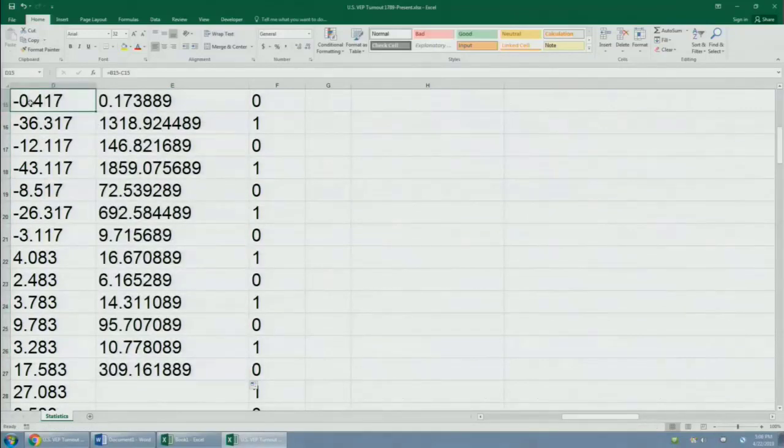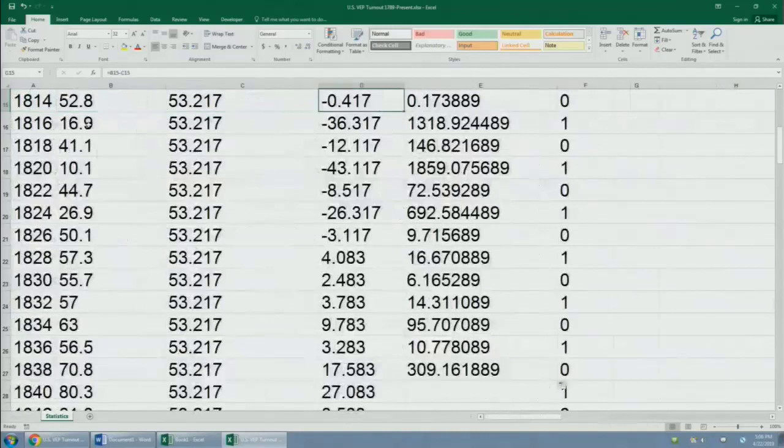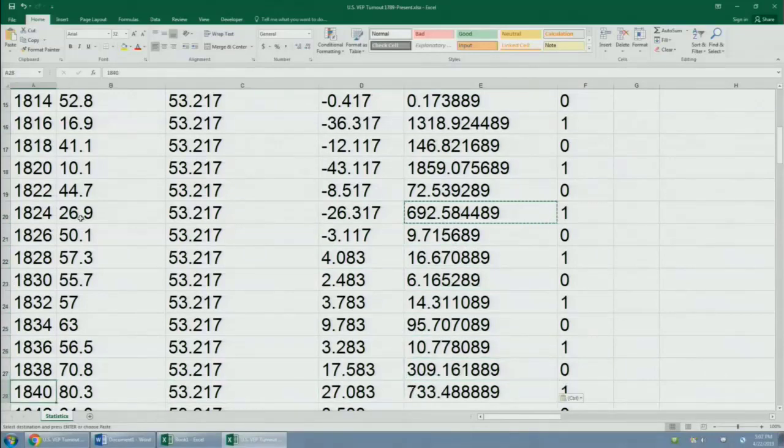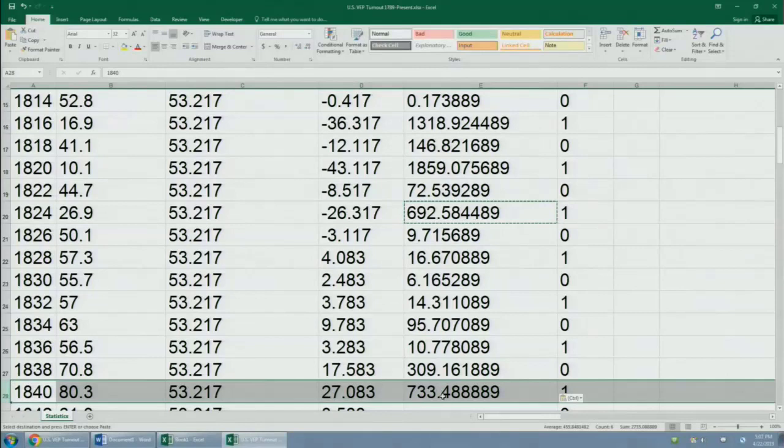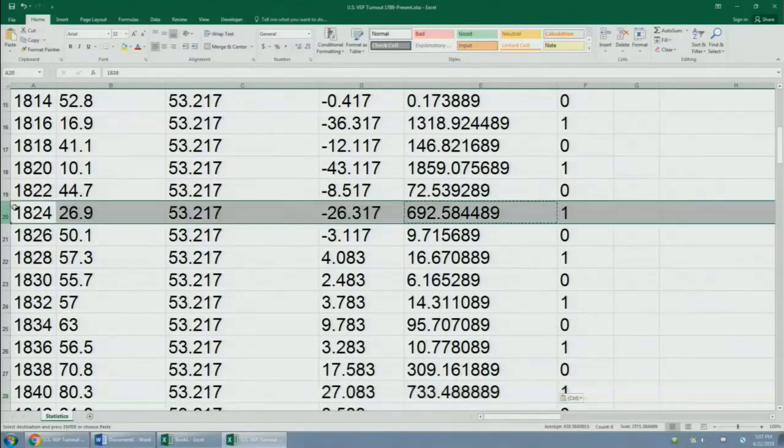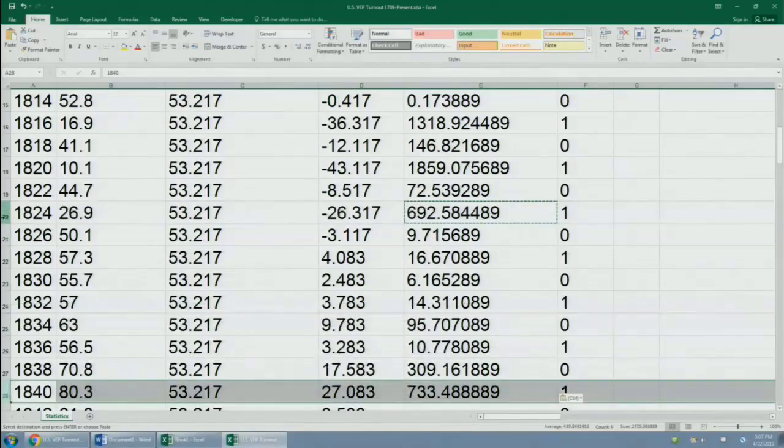Sometimes, like over here in what year? 1814, when that negative number is just 0.417 off, the squared amount is also going to be low. And sometimes when the number is big, it doesn't matter if it's positive or negative. Like, let's compare these two years. 1840, you square 27 and you get 733. Negative 26.3, just a little bit less. But a negative number times a negative number is positive 692, indicating that both those years are off by a similar amount.